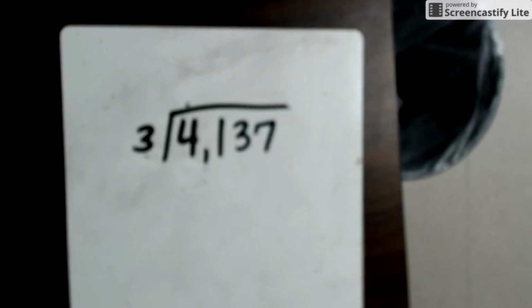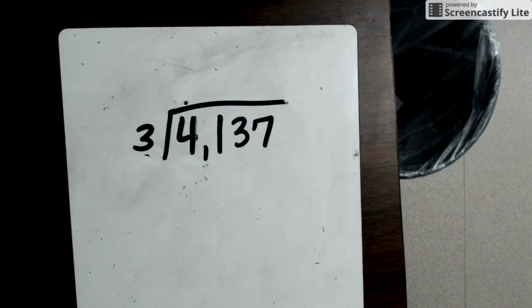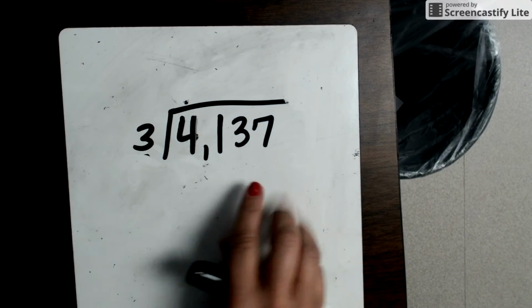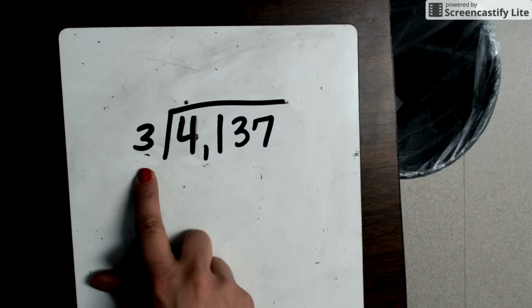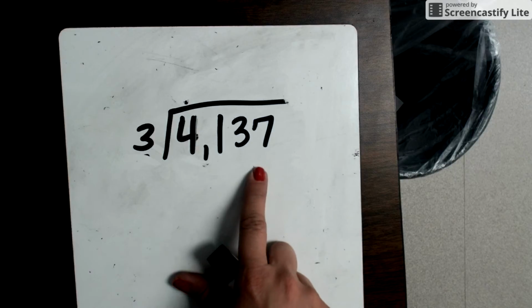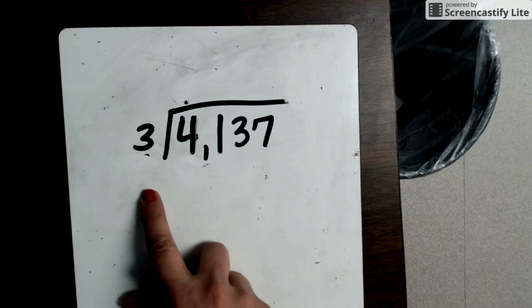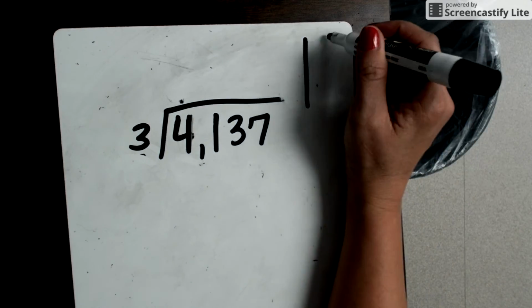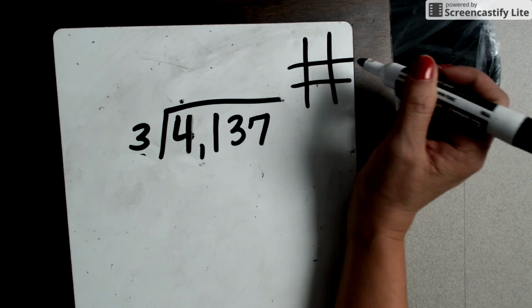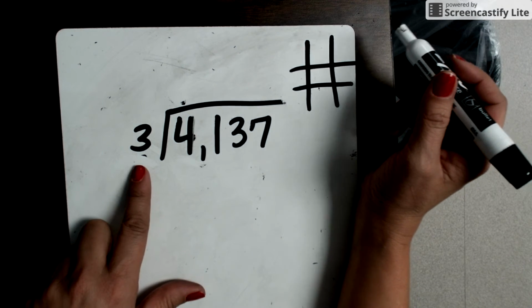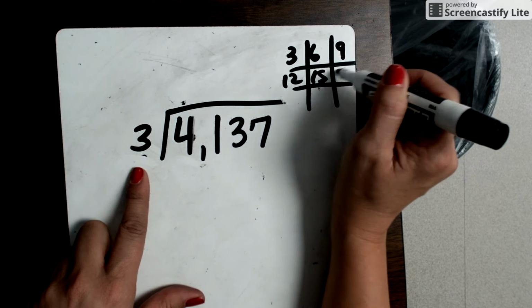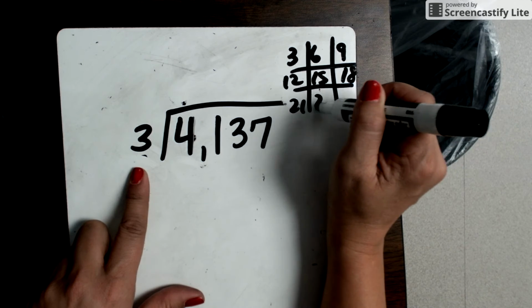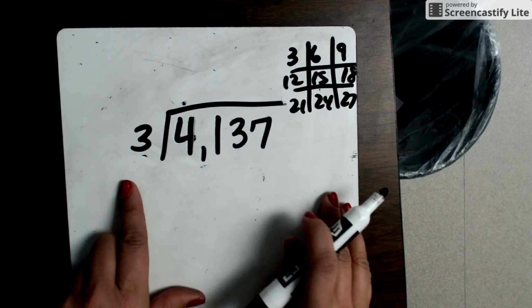Boys and girls, I promised you that I would make another video to help you divide four-digit numbers by one-digit divisors. So I'm going to give you 4,137, and we're going to divide it by 3. Our strategy is still to first make a hashtag with our multiples of 3. So 3, 6, 9, 12, 15, 18, 21, 24, and 27. These are our multiples of 3.